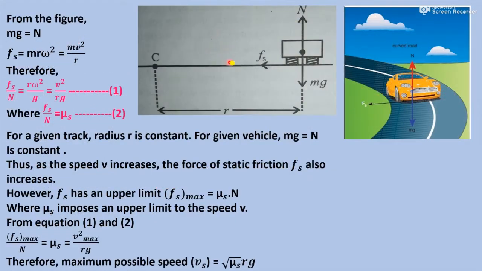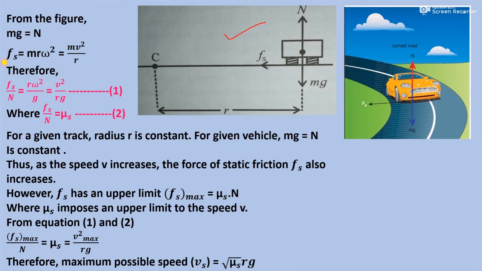You can see this picture, which I have taken from your textbook, and this is an imaginary picture to give a realistic effect to help you understand the concept. Consider figure 1 from your textbook, which I am talking about. From the figure, what have you understood? mg is equal to N. See, mg balances with N.